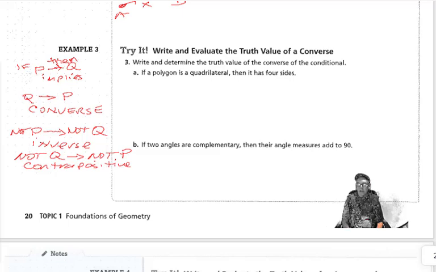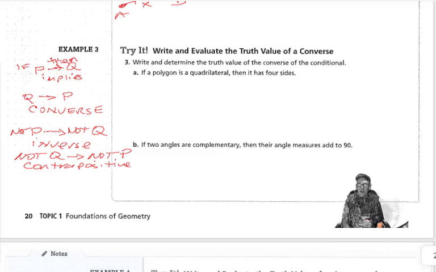So if we had, let's see, if a polygon is a quadrilateral, then it has four sides. The converse of that would be if a polygon has four sides, then it is a quadrilateral. Notice I swapped the P and the Q parts. I had to make the English fit. The inverse would be if a polygon is not a quadrilateral, then it does not have four sides. I just made both of them not and left them where they were at. And then the contrapositive, I would switch them and make them not. So I'd say if a polygon does not have four sides, then it is not a quadrilateral, and that would be the contrapositive.